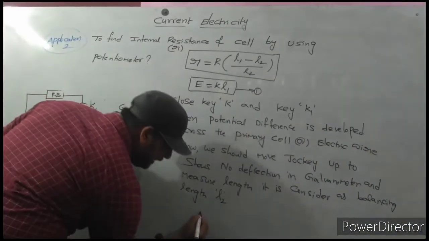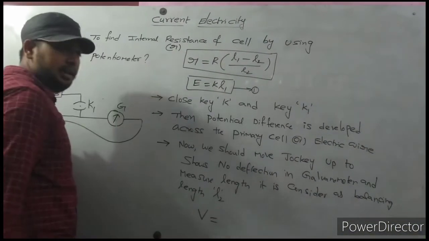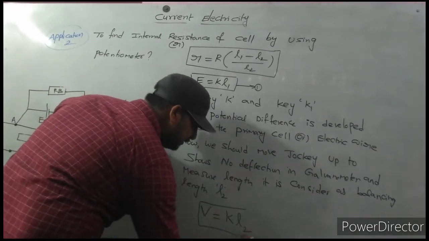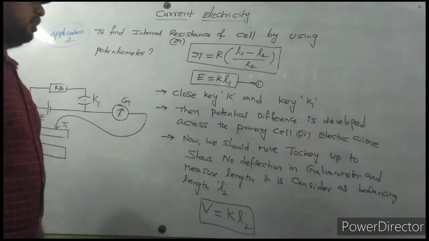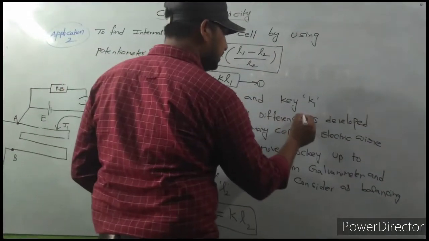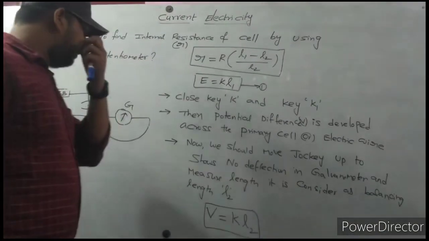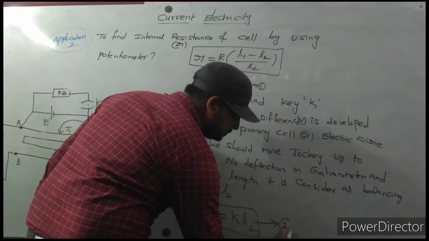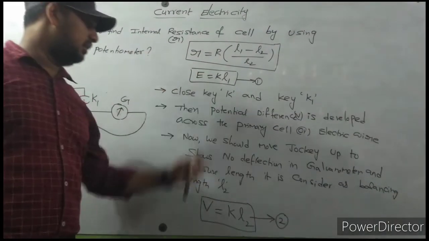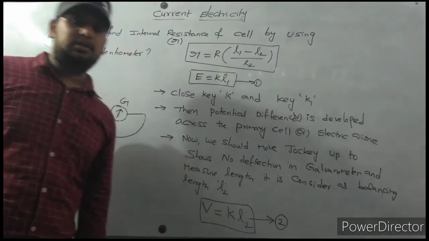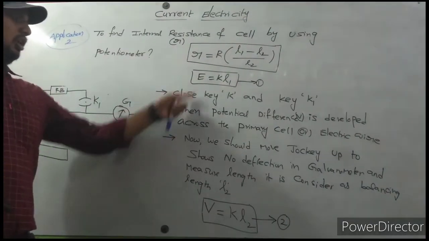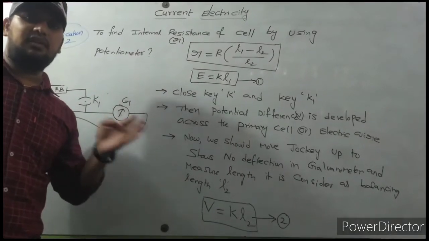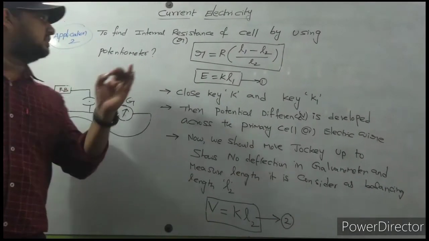So how can we write according to the principle of potentiometer? V is equal to K into L2. The potential difference V is developed here. This is equation 2. E is equal to K into L1, and V is equal to K into L2. So we got these two equations. By using these two equations, now we will find the internal resistance of this cell.